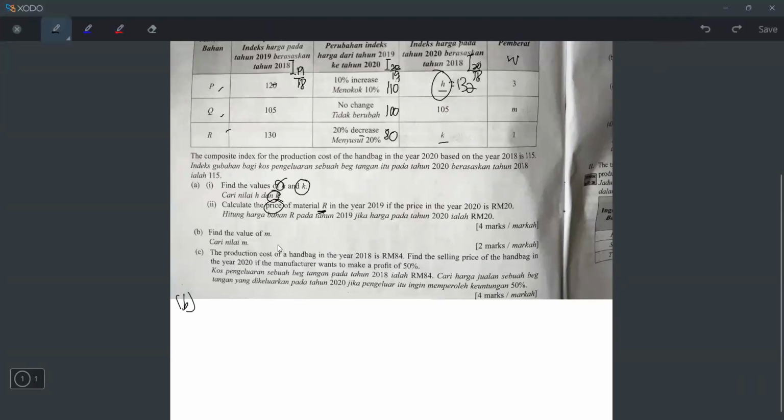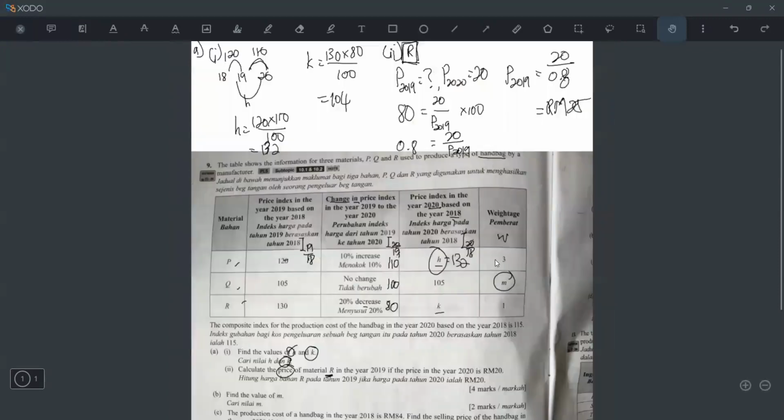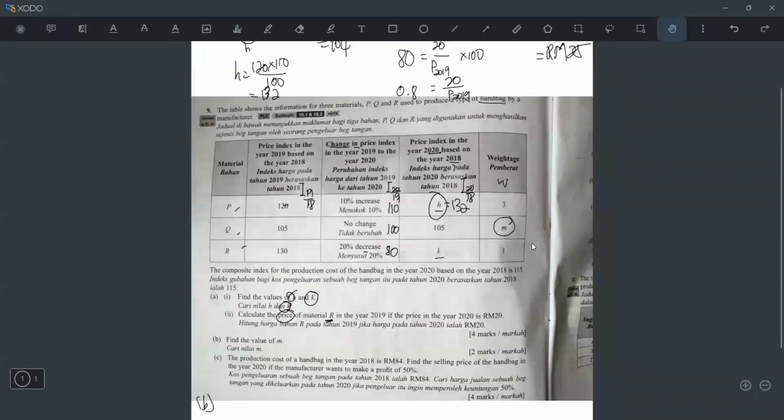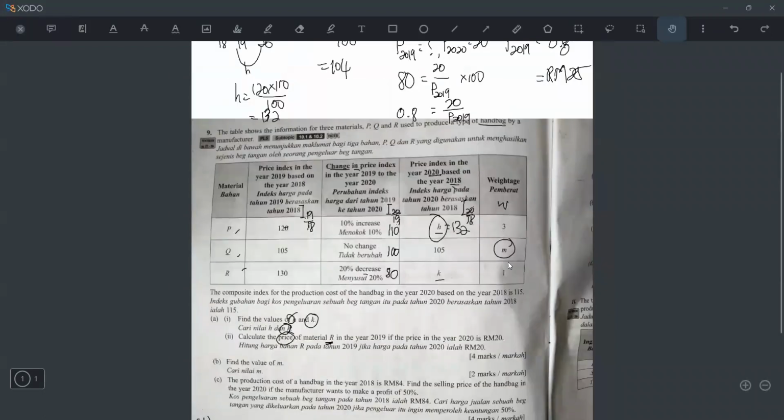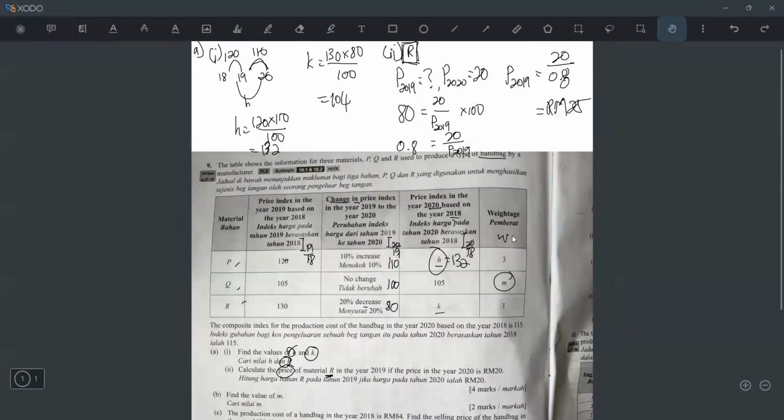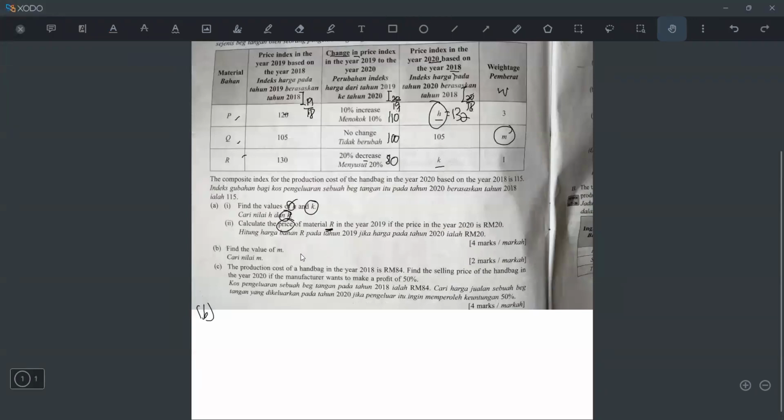Find the value of M. Where is M? Here. So how to find the value of M? M is the weightage. So I think I will use composite index lah. Composite index formula, because that's the only formula that involves weightage. So how to use the I dash formula? I dash equals sum IW over sum of W.